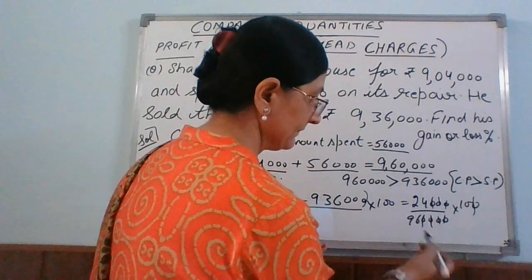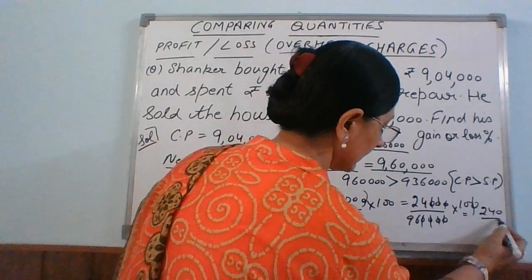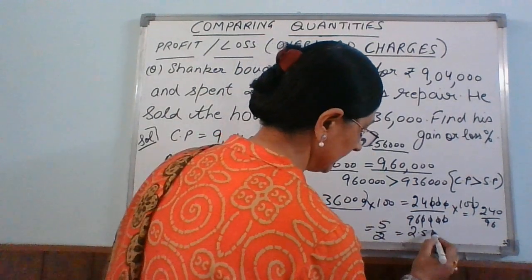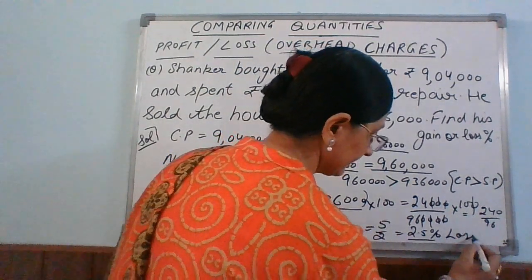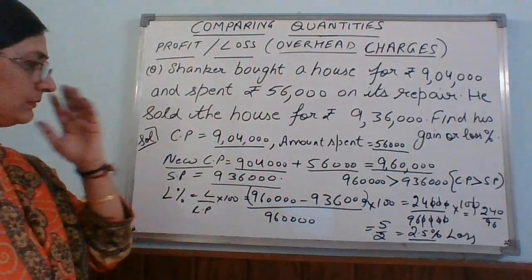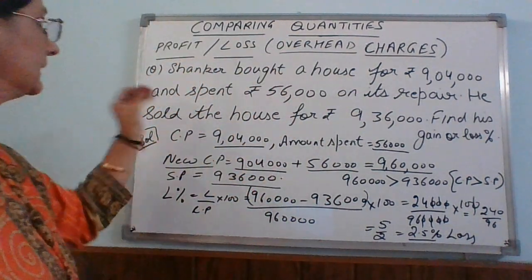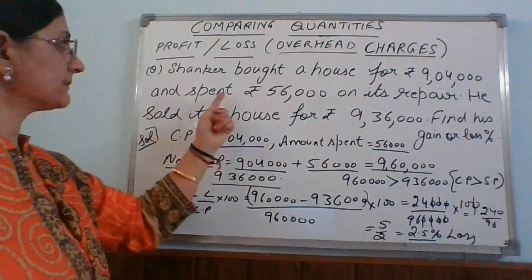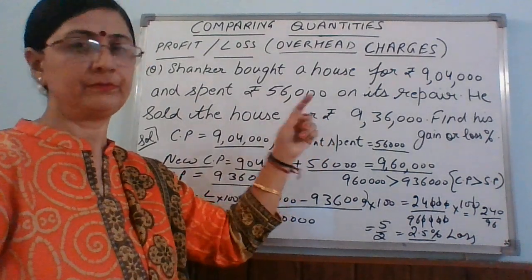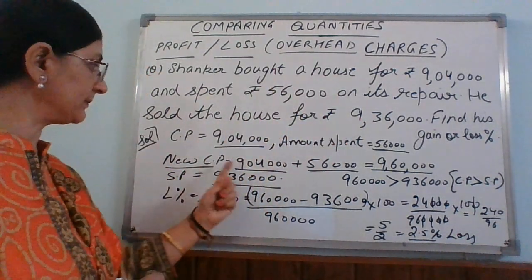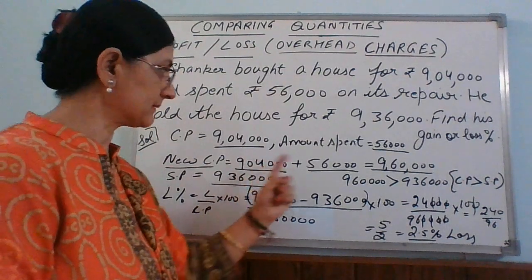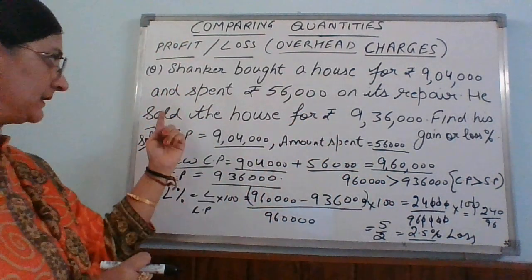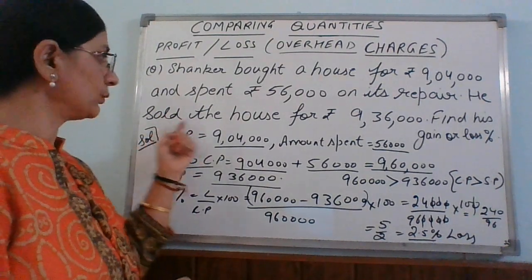You can divide it by, it becomes 240 by 96, and that comes in fractions 5 by 2, and that is 2.5% loss, right, children? Now see what we did here. I'll repeat this problem here again. Shankar bought house for this amount. Then he spent some money on repairing it before selling it. So the total CP becomes this. This plus this is this. Total CP is this.